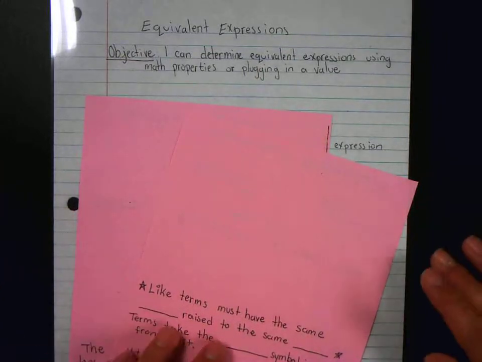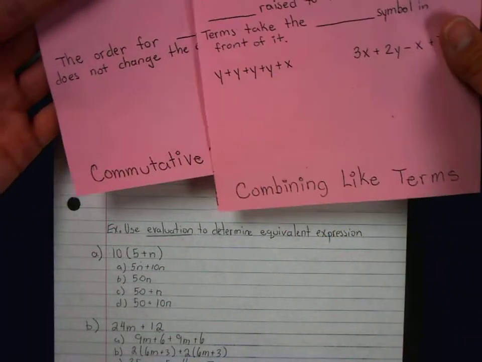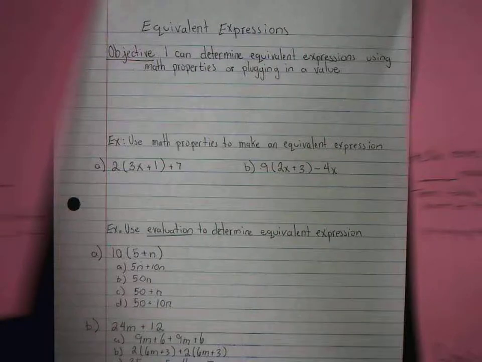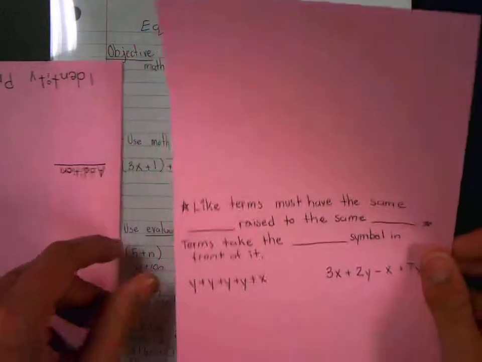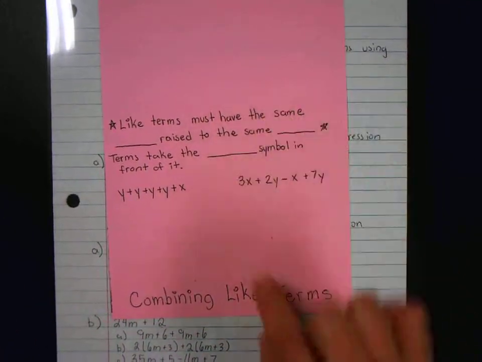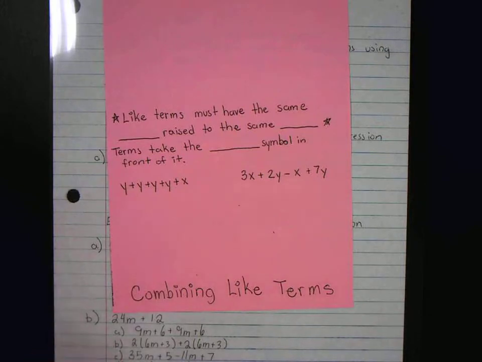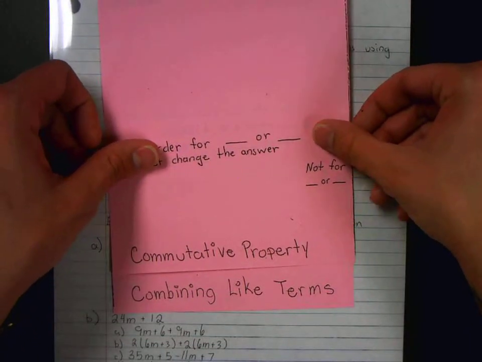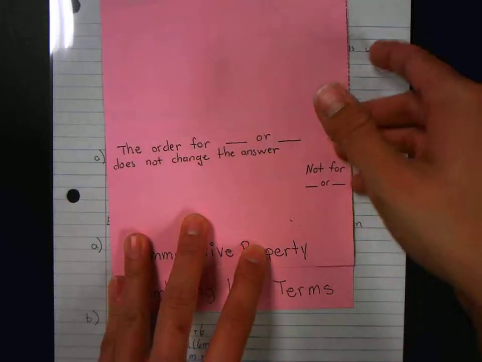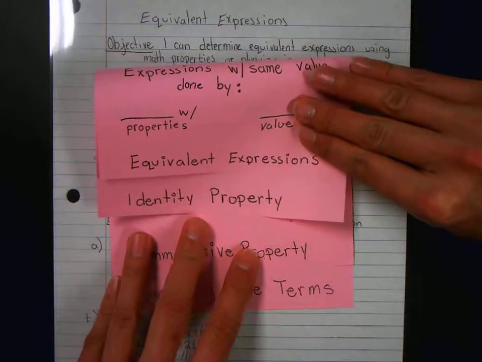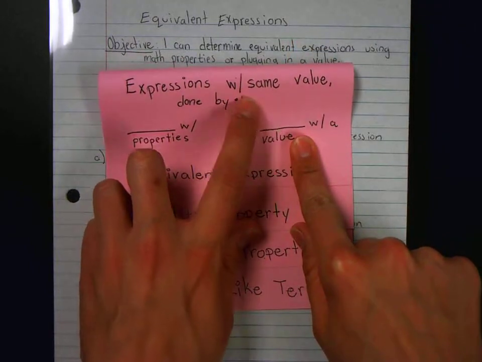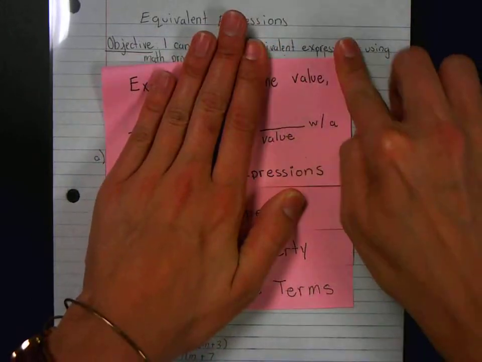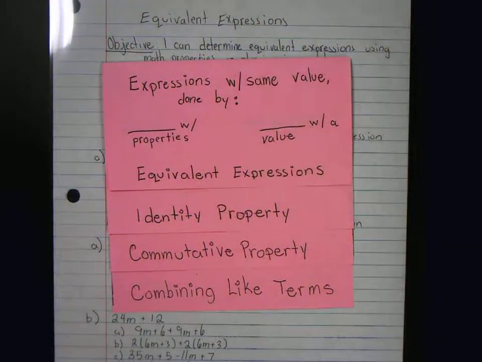The first thing we're going to do is make our pink foldable. You should have one that says combining like terms on one side and the commutative property, and if you flip them over, they say identity property and equivalent expressions. When we make this, we want the combining like terms on the bottom. The next one we want is the commutative property, so they're staggered like this. This is going to be a lot easier for us. We take the top and fold it over until all of our identities are seen, and the very top should say expressions with the same value done by. Then you fold. That's it. Easy peasy lemon squeezy. And we are going to staple this at the end.